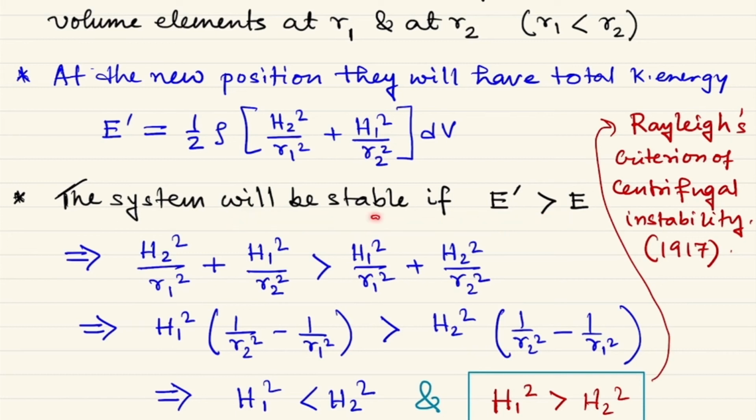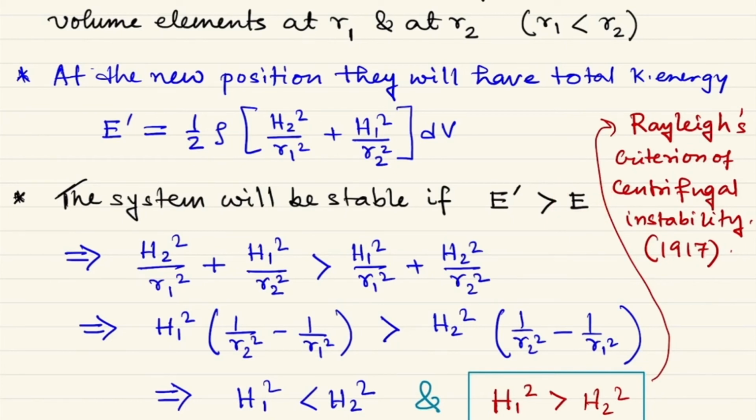So for stability, this can be confusing sometimes: when we talk about stability here, we mean stability with respect to the differential rotation. For our system, stability will be attained if the energy in the final state is greater than the energy in the initial state, because we want the system to get back to its initial state, and that should be the state with less energy.